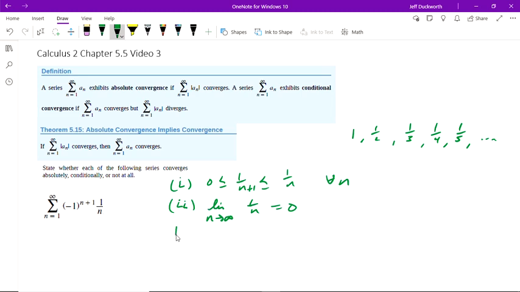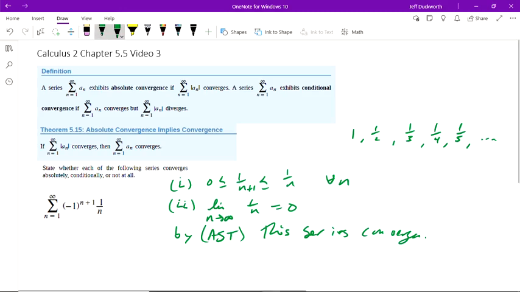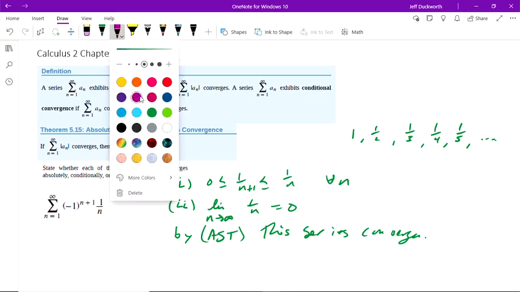So by the alternating series test, this series converges. So we know it converges. Well, that's the whole thing. Now we need to check the absolute value. So let's do that.